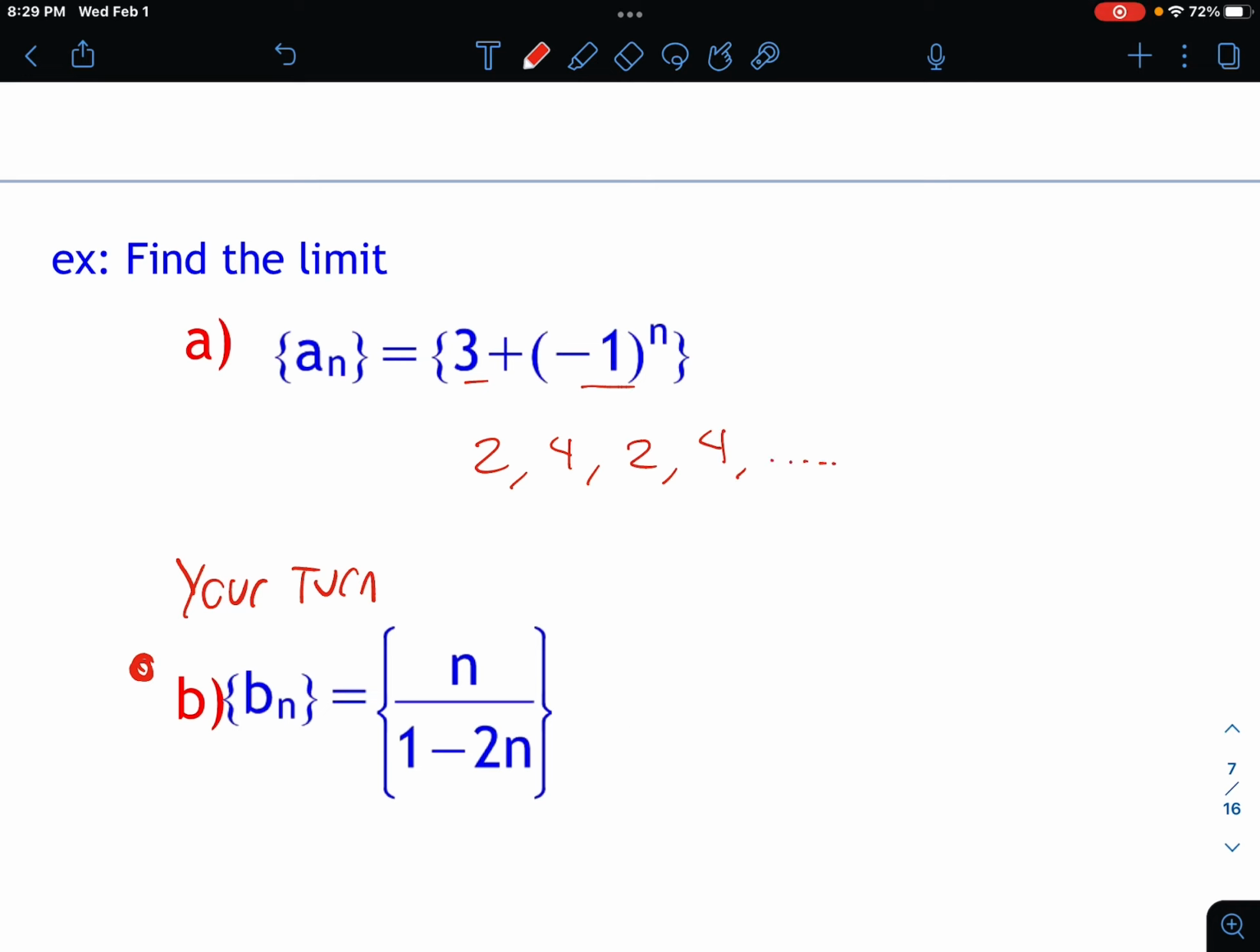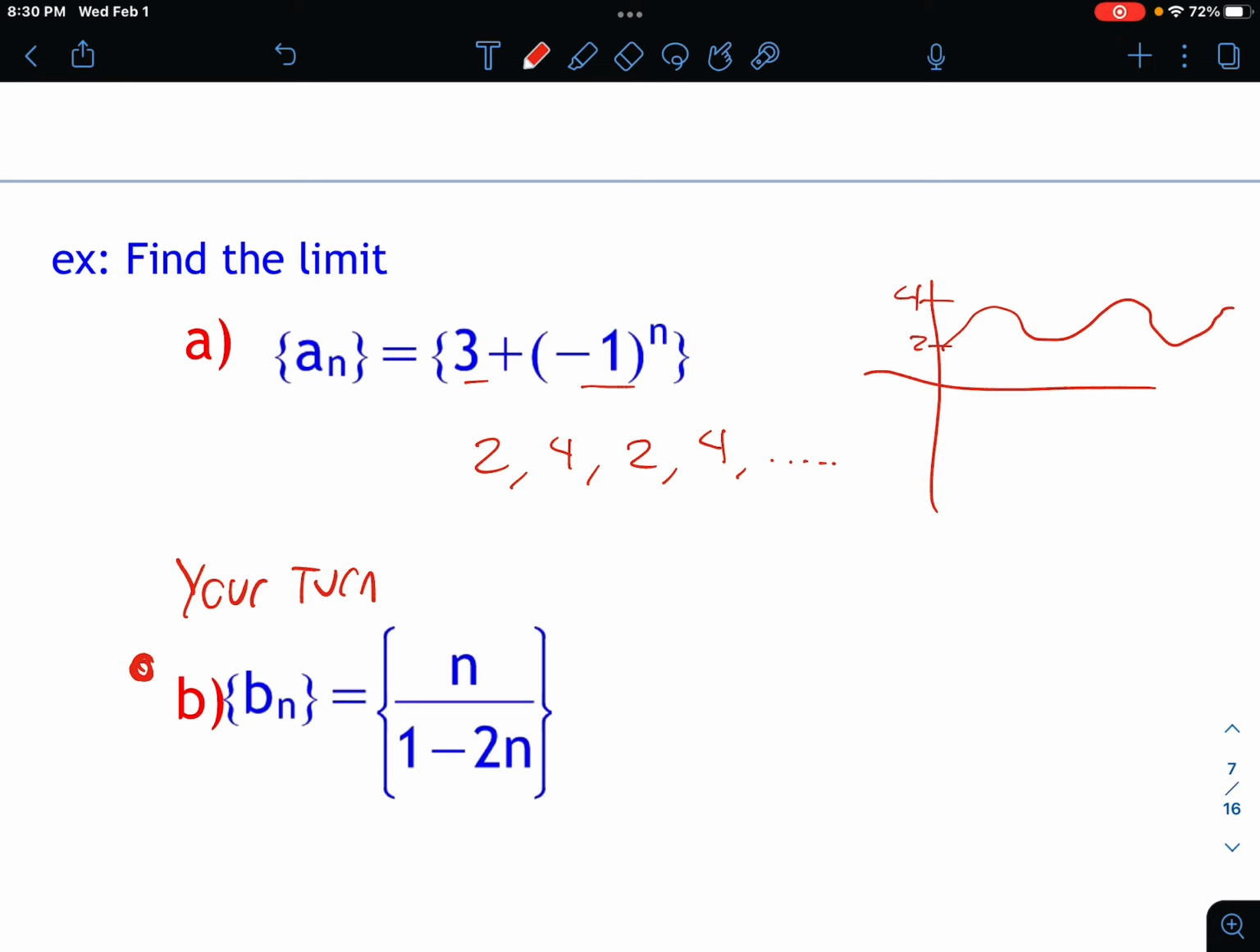And if you look at that, this is not going to converge because we keep going back and forth between 2 and 4. It's not actually approaching a number. We're going between two numbers, between 2 and 4. We just keep going back and forth, and it doesn't approach just one number.